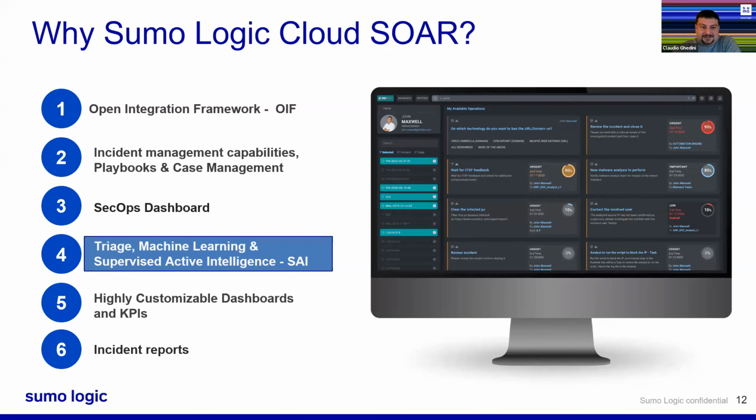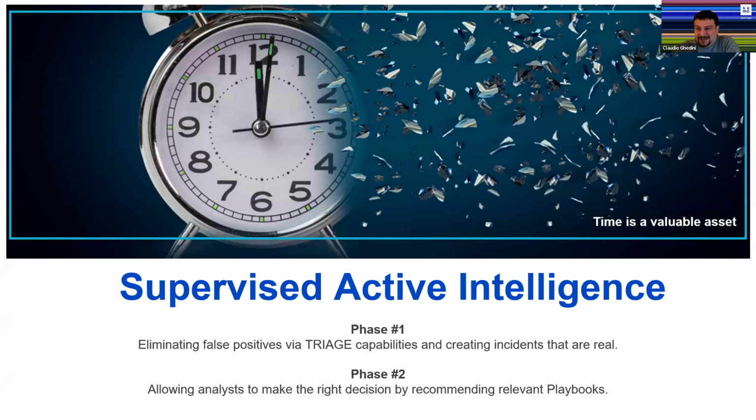Point number 4 is triage, machine learning, and supervised active intelligence. We consider that time is a very valuable asset. So with Cloud SOAR, we provide what we call supervised active intelligence, and we have two main phases. The first one is to eliminate false positives through the triage capability of the platform, so you can create incidents only for the real threats. Phase 2 allows analysts to make the right decision by recommending the most relevant playbook to solve that specific threat.